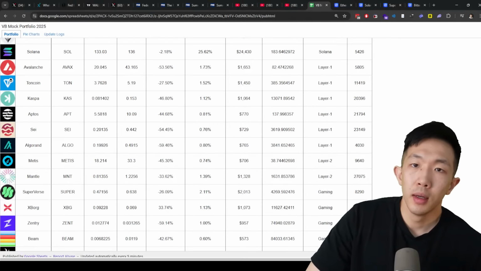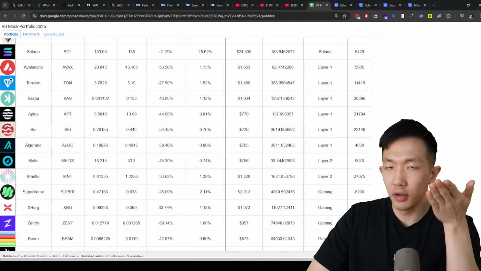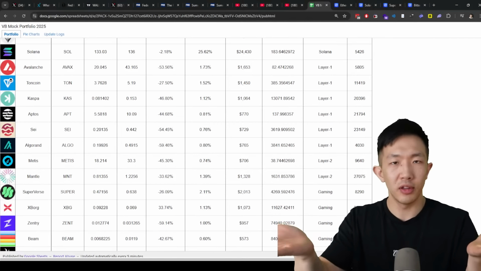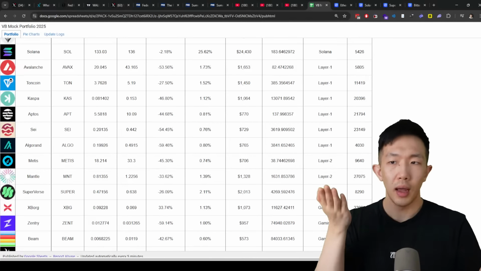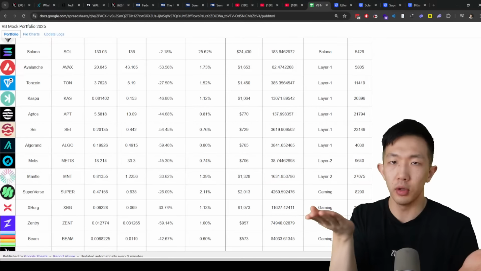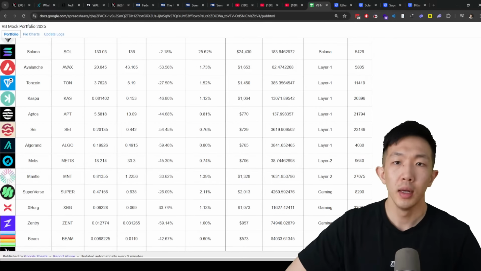So if you have a low cap that's down 60%, and you have a large cap that's down 60% in the same category, AI, gaming, layer one, whatever, and you want to hold the large cap better, this is a great time to be making those rotations.